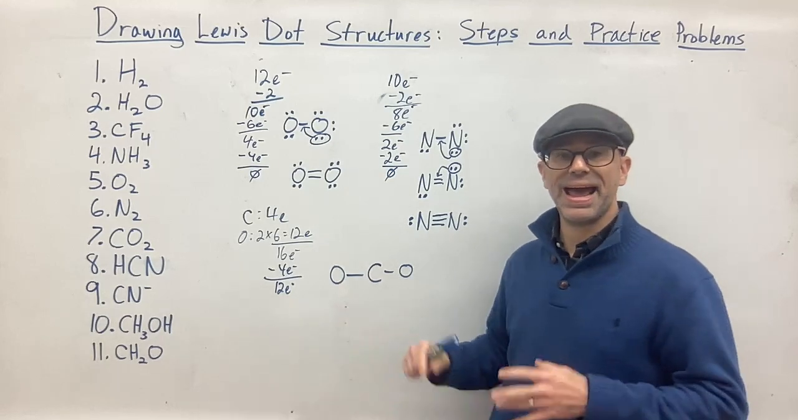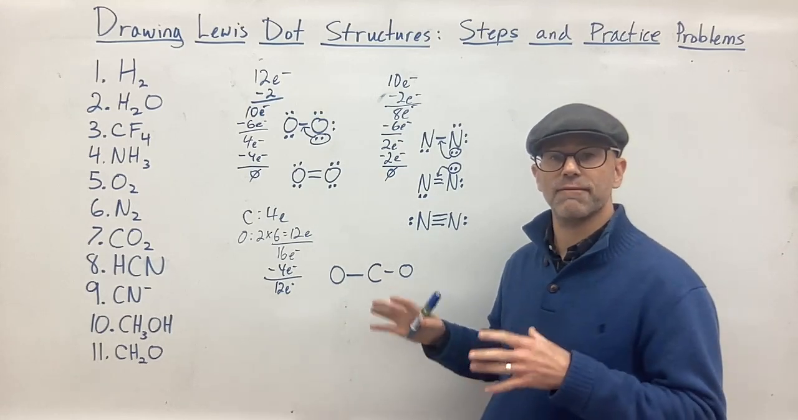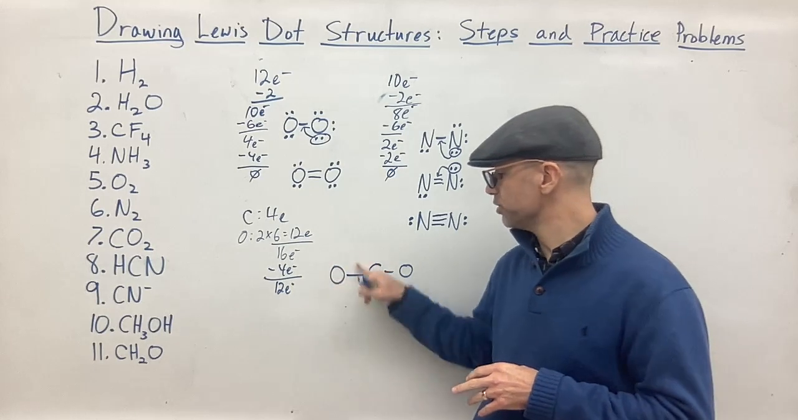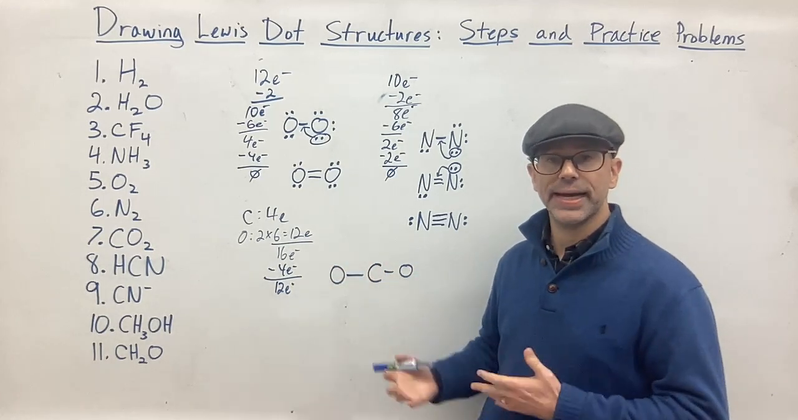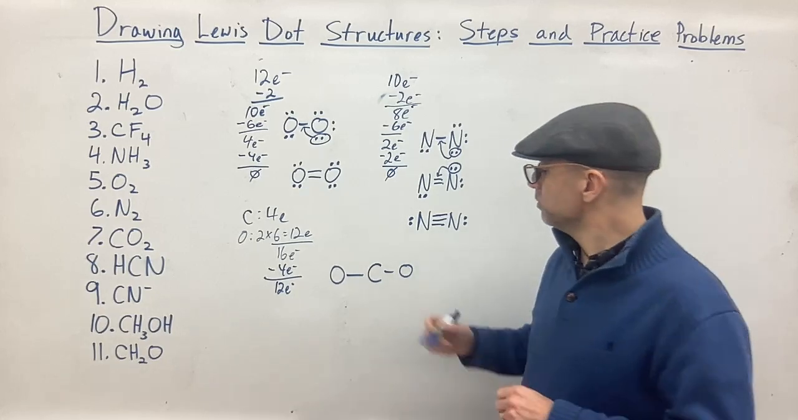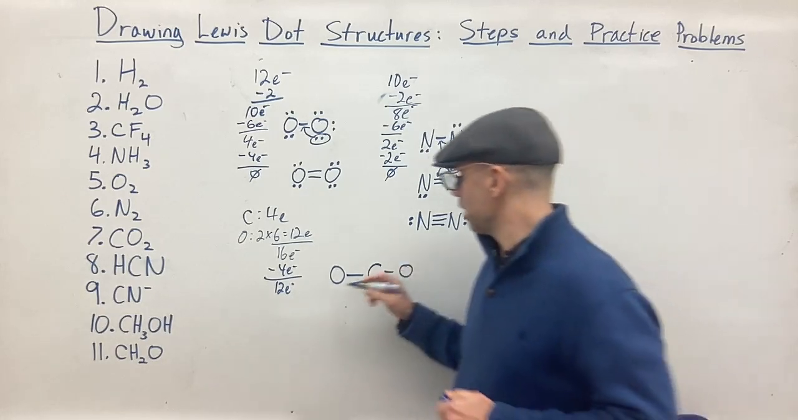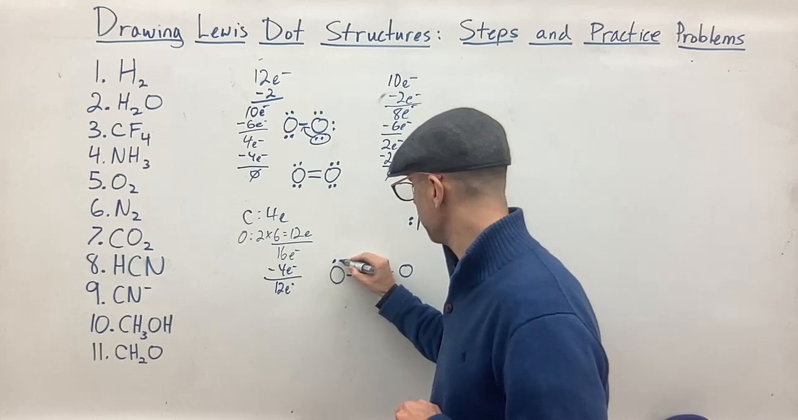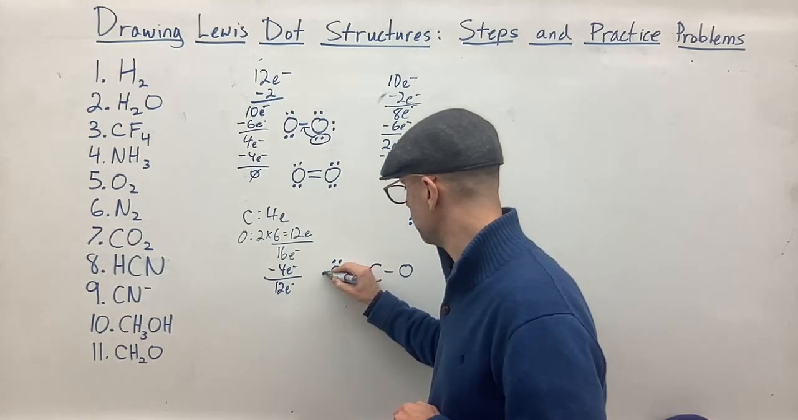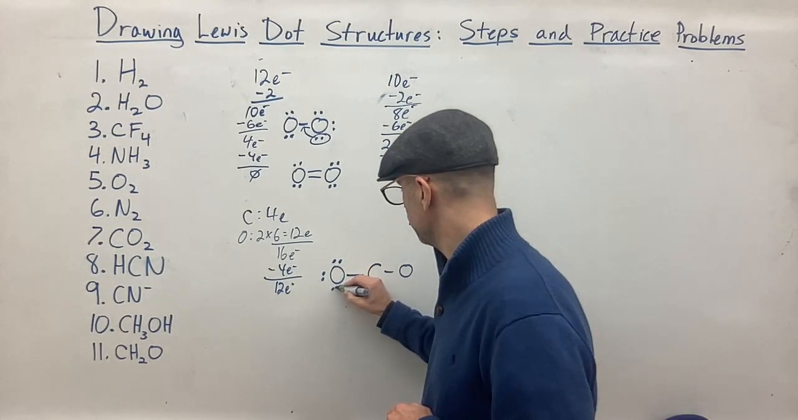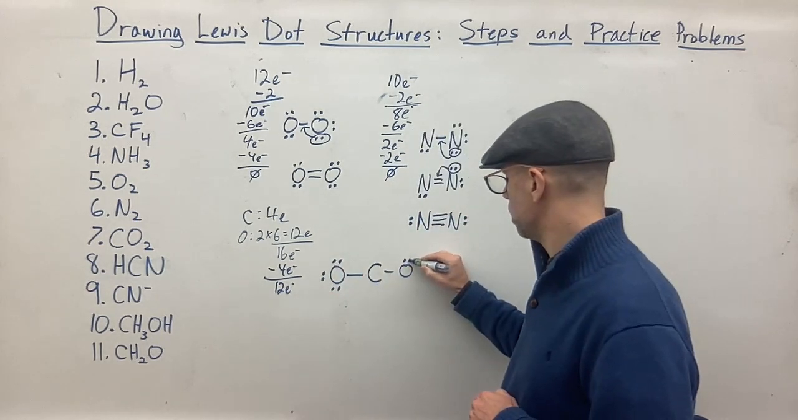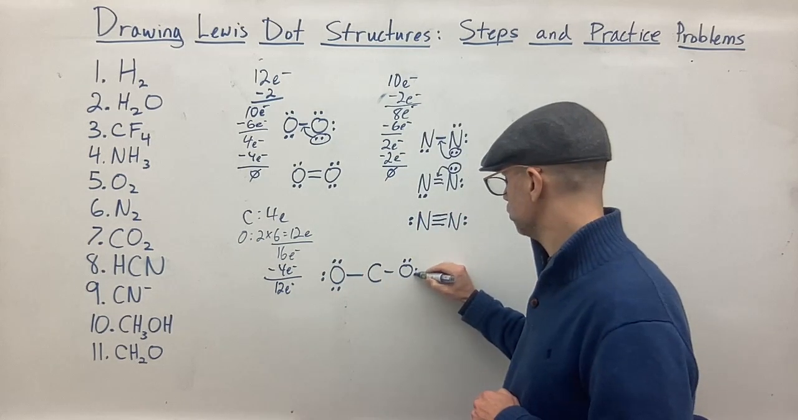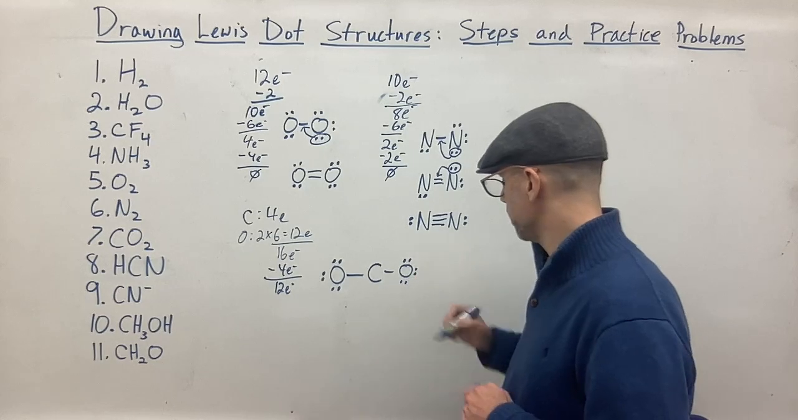Step 3, add your lone pairs. Add lone pairs to the outer atoms in order to give them an octet. So I'm going to add lone pairs to the oxygen. That's 1, 2, 3. So that has an octet. And this is 1, 2, 3.